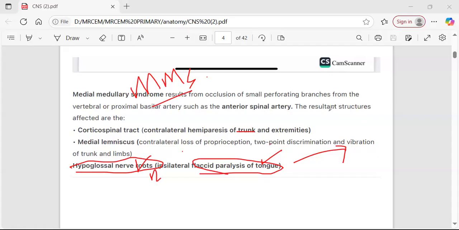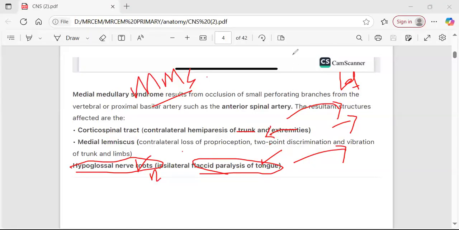If the tongue is deviated, you can remember that the tongue bites its own wound. In Urdu, you can say that the tongue licks its own wounds. So that's how you will remember that the tongue will deviate. If it is a left-sided hypoglossal nerve issue, the tongue will deviate to the left side. If it is a right-sided issue, the tongue will deviate to the right side.